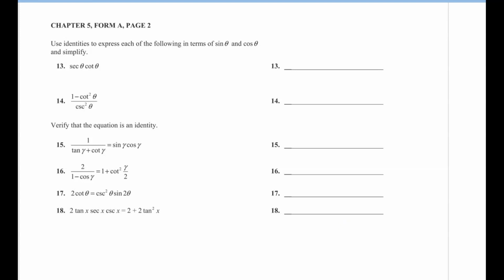So, express the identities in terms of sine or cosine. I'm going to work on number 14. It seems longer, so I'm going to do that for you. 1 minus cotangent squared is cosine squared theta over sine squared theta. Cosecant squared is 1 over sine squared theta. So you write it in terms of sine and cosine and simplify.